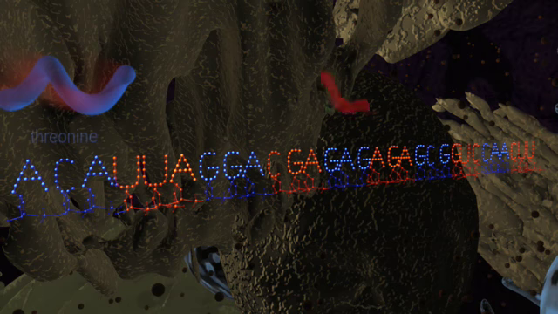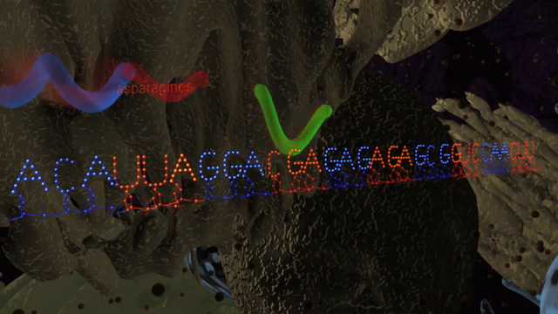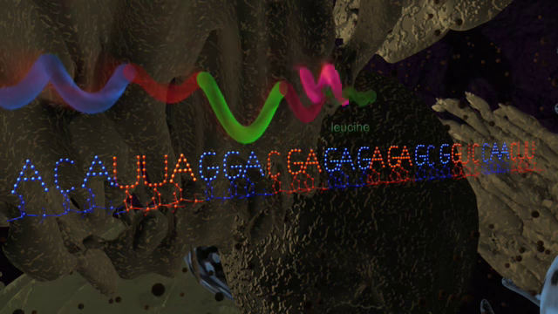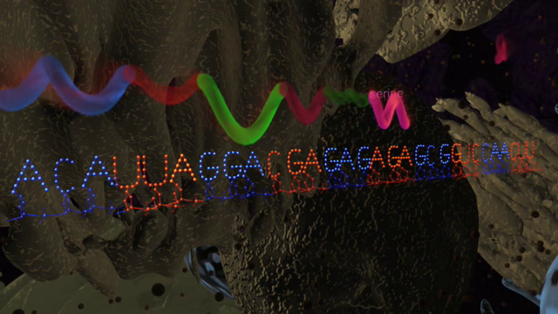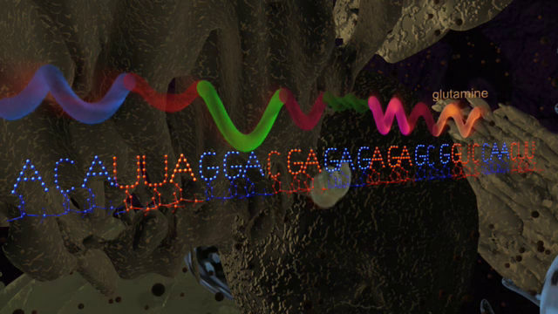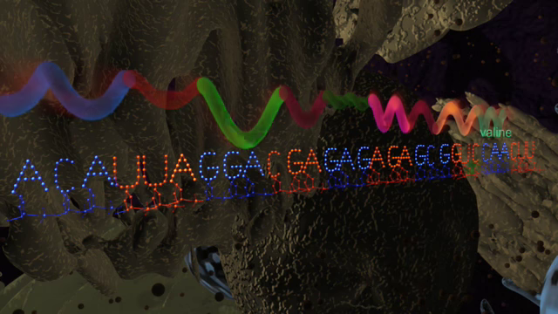ACA inserts threonine. UUA inserts asparagine. GGA inserts proline. CGA inserts arginine. GAG inserts leucine, and so on. As each correct amino acid is fitted into place, it joins itself to the one in front. These giant molecules of connected amino acids are called proteins. Some may contain thousands of amino acids.